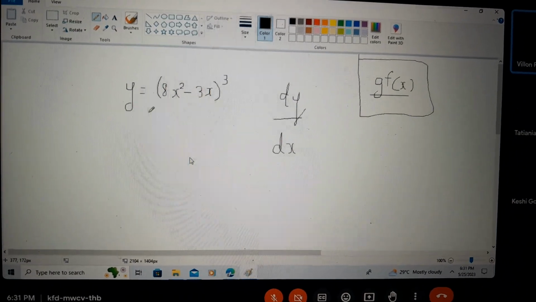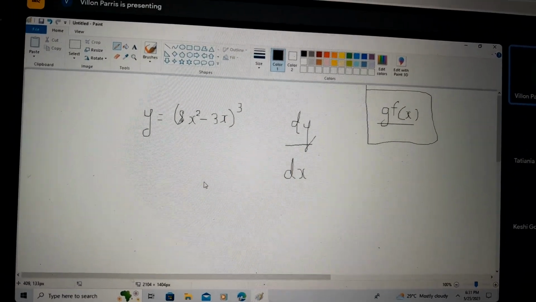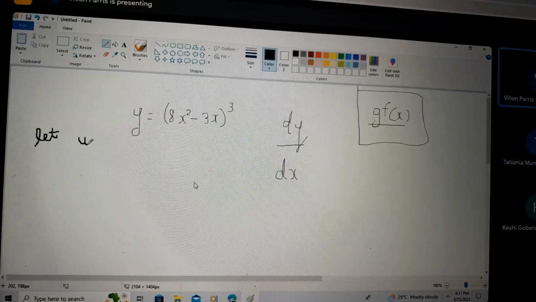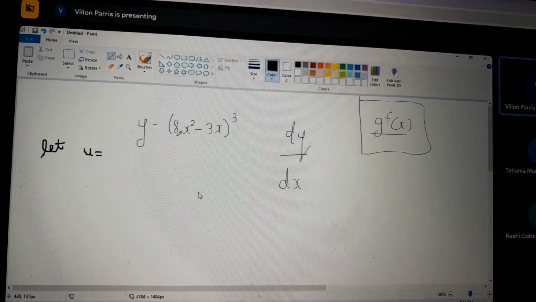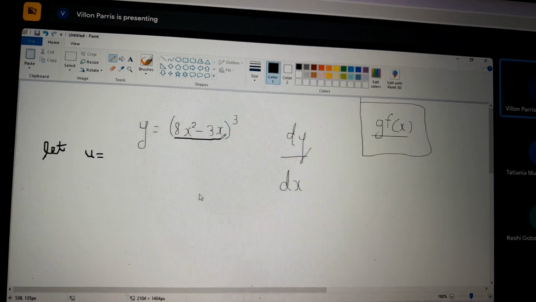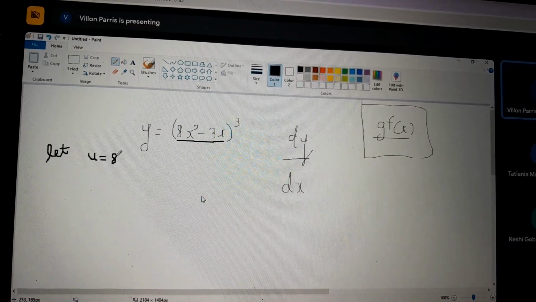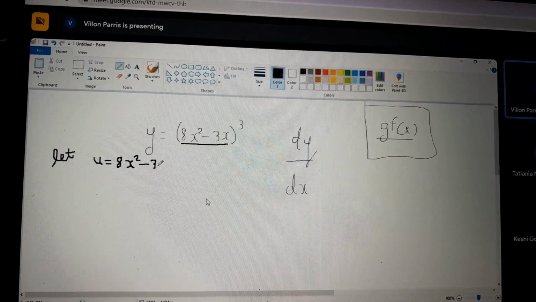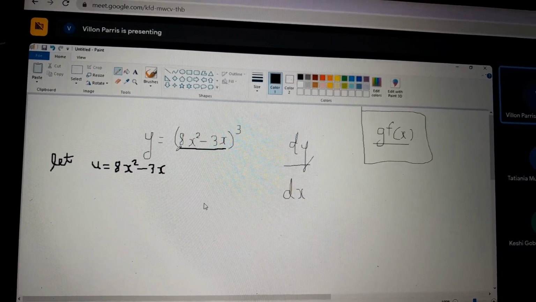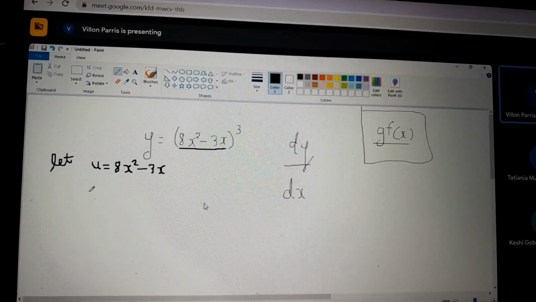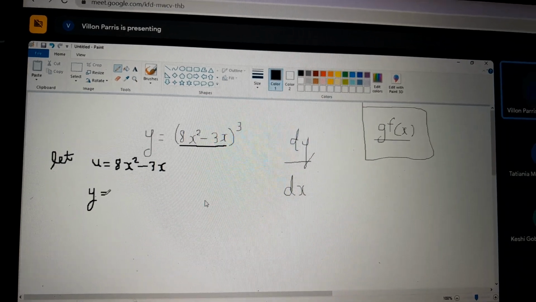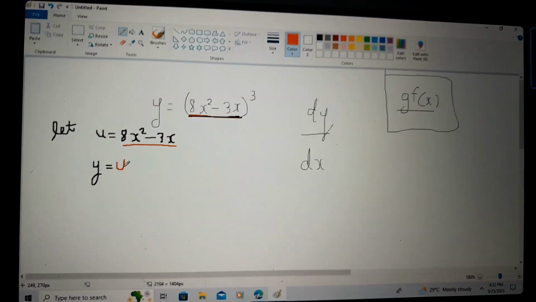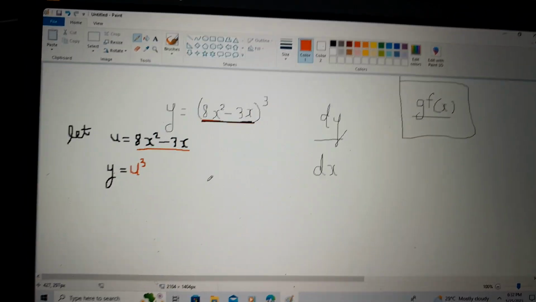We use what we call a u substitution. So I can say let u equal to the inner function. So the inner function would be this here. So u would be equal to 8x squared minus 3x. So if I let u equal to this inner function, I can rewrite y as y is equal to, can someone tell me? So y is equal to u to the third power. Is this clear to everyone?